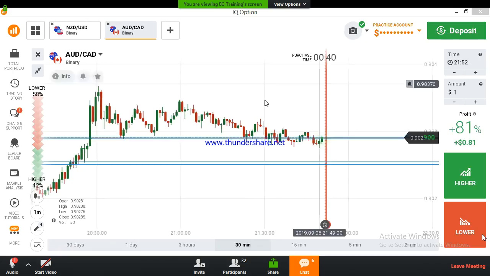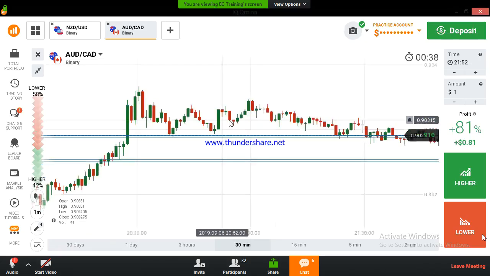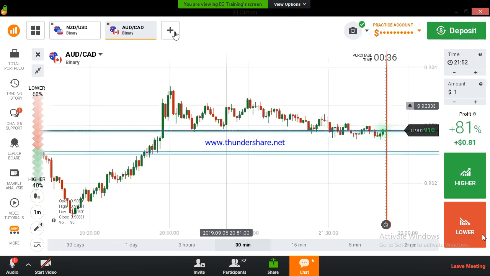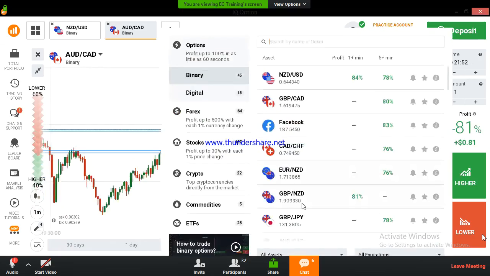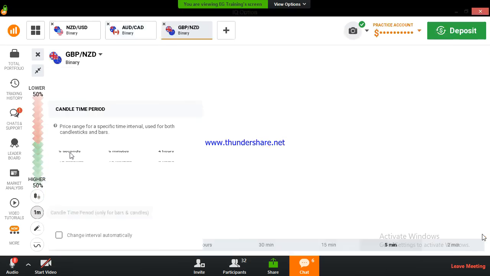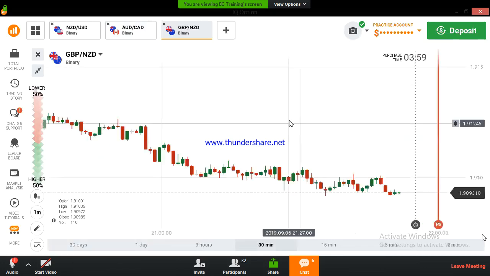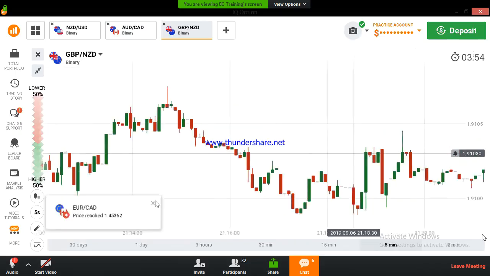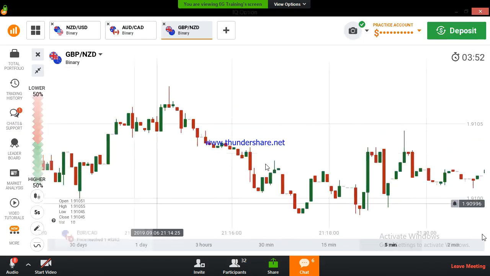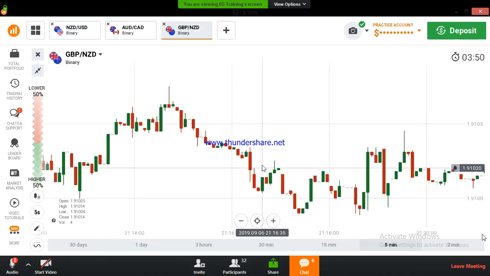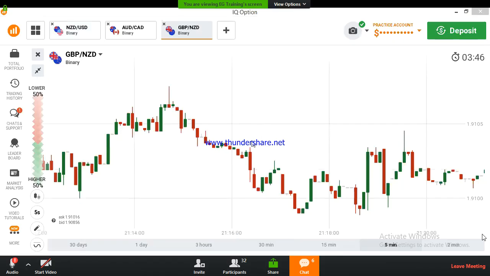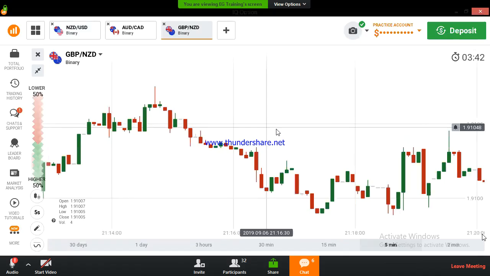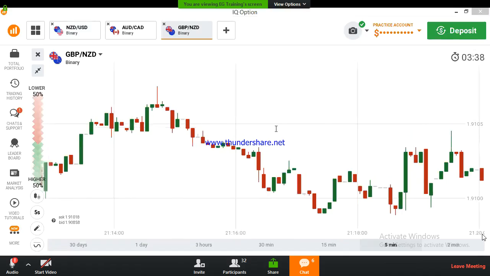And the third rule is always trade with confirmation. I will show you how to take a confirmation. Here I will show you how to take confirmations. Here in this 5-second chart, I will show you some confirmation candles.